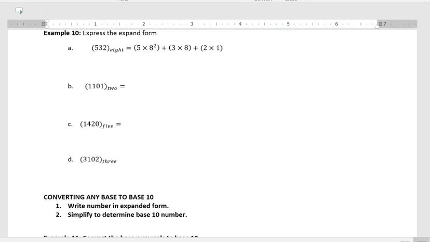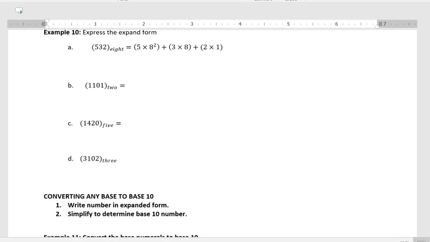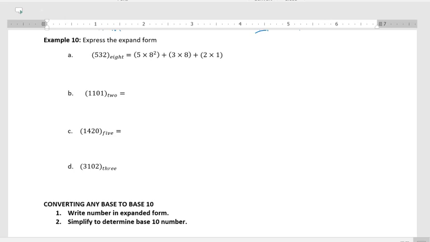Example 10, express the expanded form of our numeral. So this process here is going to help us convert from any base to base 10. Okay, so for the first one, we have a 2, but our base is 8. So remember, for base 8, we're going to have 1, 8, 8 squared, 8 cubed, and so on. In our base 10 system, we have 1, 10, 10 squared, and so on. Okay, so we have a 2 in the ones place, 2 times 1. We have a 3 in the next place, which would be 8, 3 times 8. And 5 in the next place, which would be 5 times 8 squared.